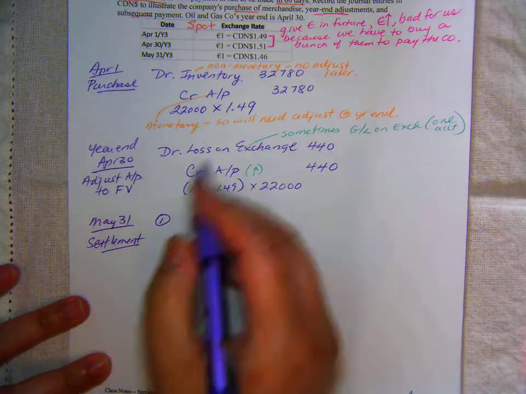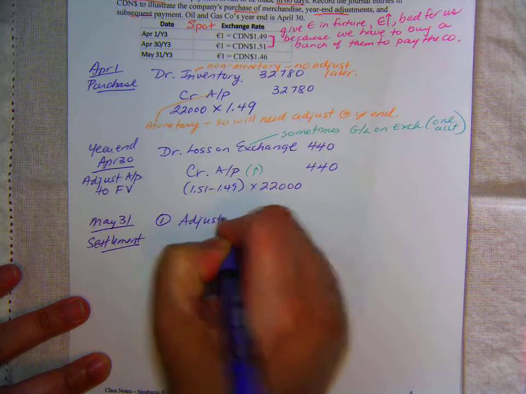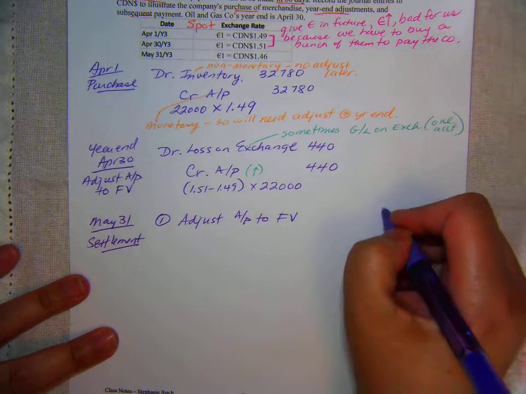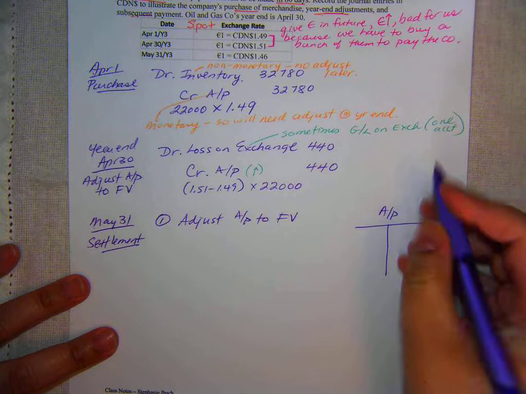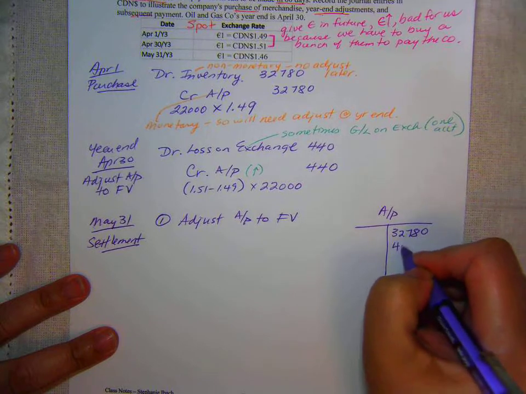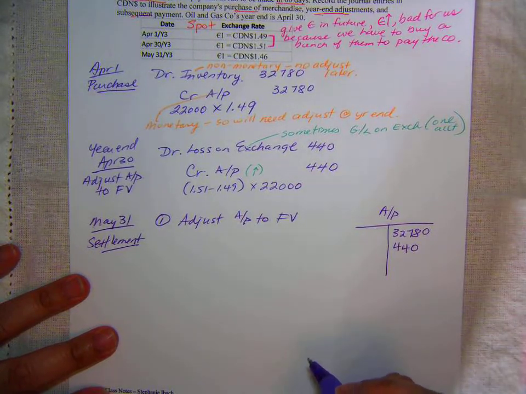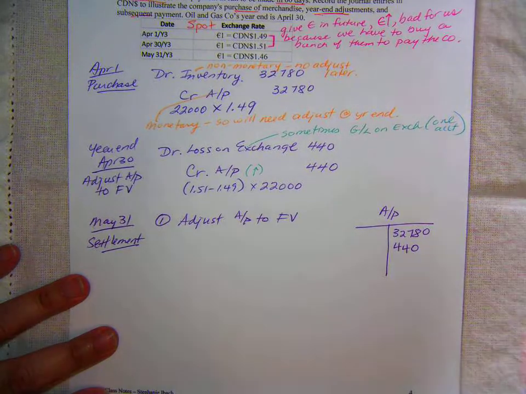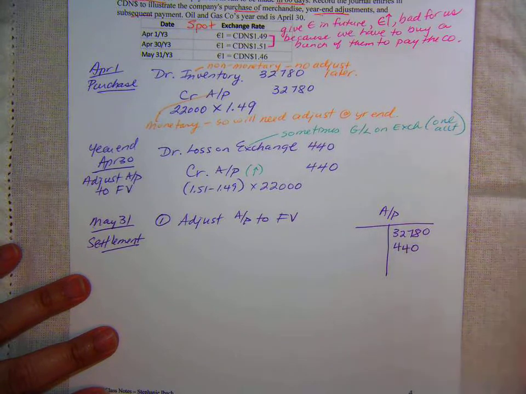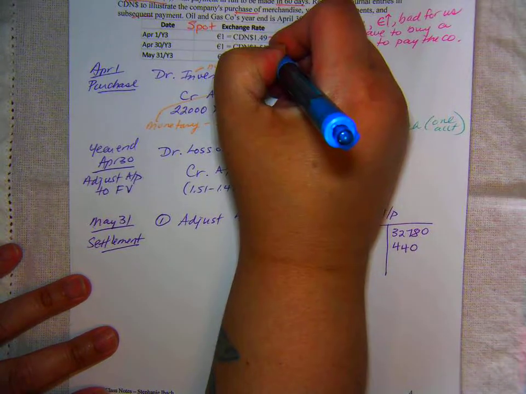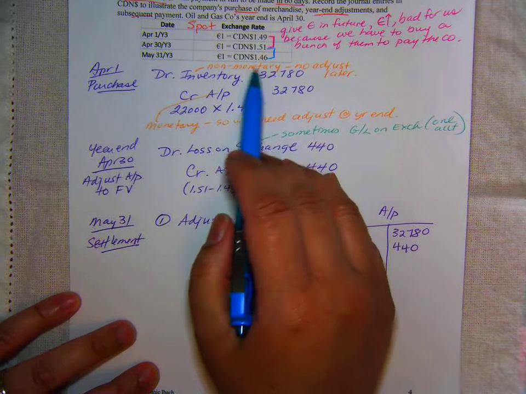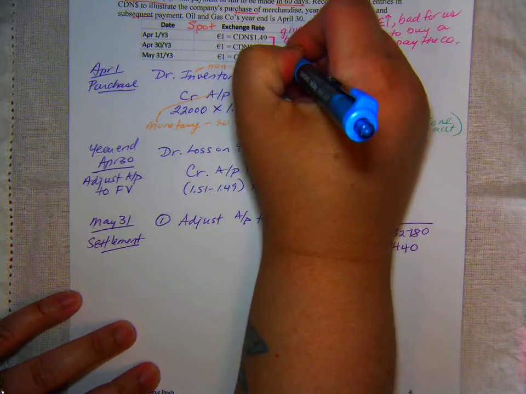So the first thing we're going to do is adjust AP to fair value because it's the monetary item. So here we have our little AP T account. We originally had 32,780 in it. We had to increase it by 440. So we have to look up here and decide whether we had a gain or a loss or what happened. So up here from April 30th to May 31st, what happened to the euro? It dropped. So the euro went down.